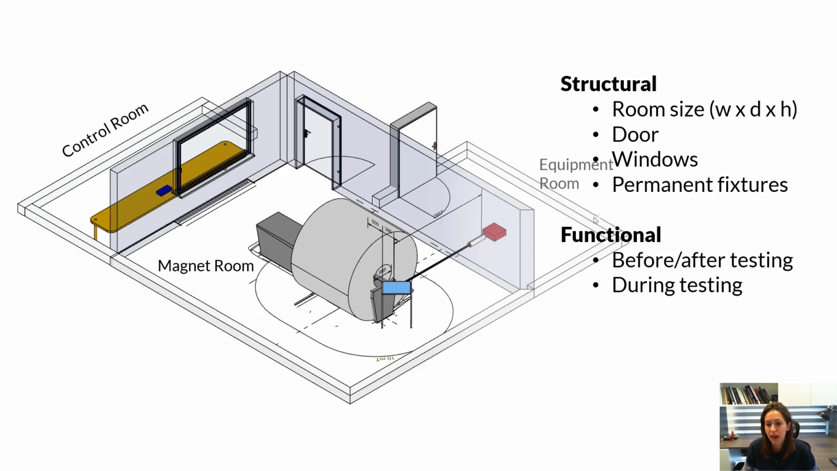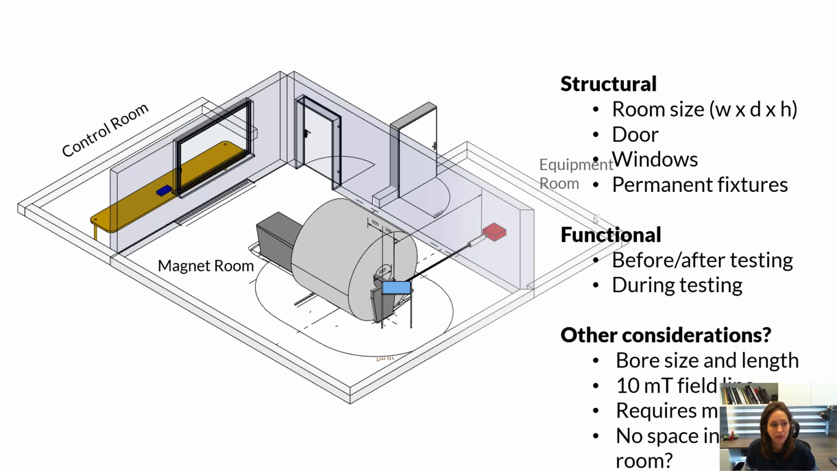So now the question is, how do we stimulate the participant using a projector? Well, the MRI environment comes with its own sets of additional considerations and questions. These are: what is the bore length and size? Where is the 10 millitesla or 100 Gauss line? Will you need a mirror to redirect a projection? And is there any space at all within the magnet room itself to install the projector?